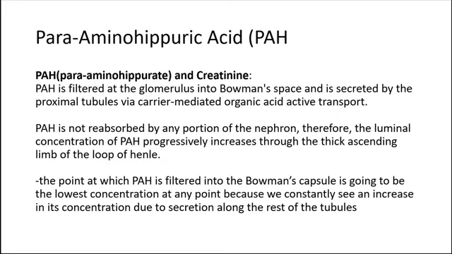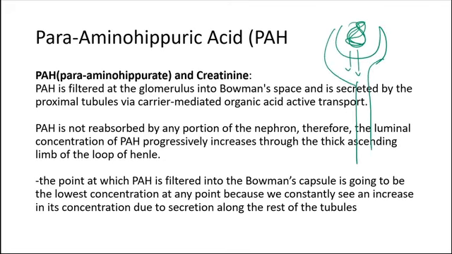Para-aminohippuric acid. It will be filtered into the Bowman space, and then it will be secreted by the proximal tubule via carrier-mediated organic acid active transport. It will not be reabsorbed by any portion of the nephron. Therefore, the luminal concentration of para-aminohippuric acid progressively increases, because it is not reabsorbed. So it will continue to increase throughout the nephron.